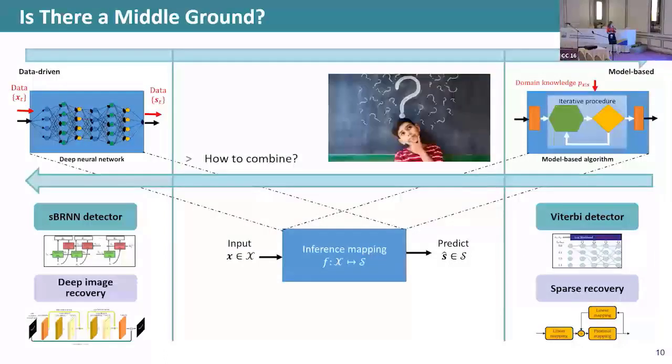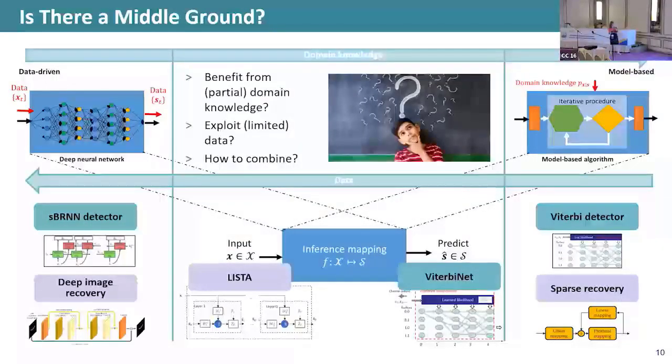What we're suggesting instead is to combine them, and we'll see each of these examples later on in the talk. So sparse recovery could be generalized to LISTA, that's the unfolding method of Gregor and LeCun. And the Viterbi detector, with the plug-in approach I described before, will lead to what we call ViterbiNet.